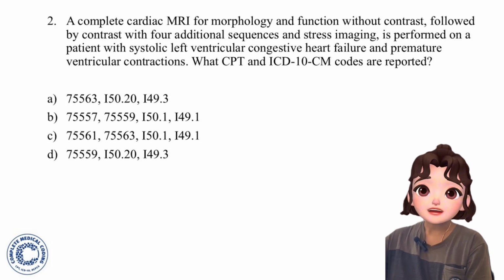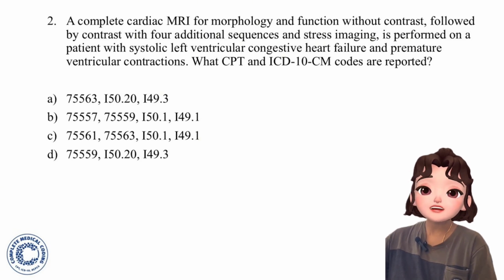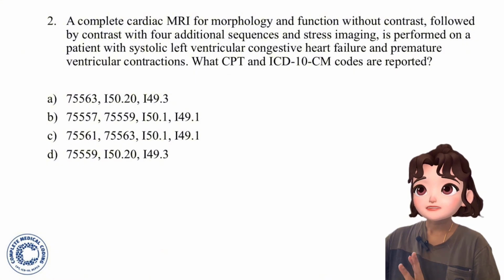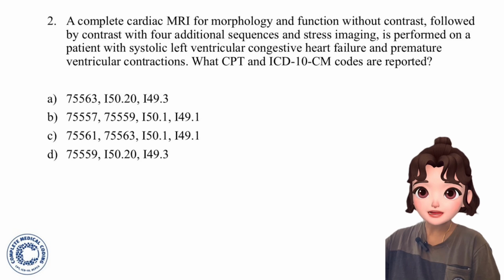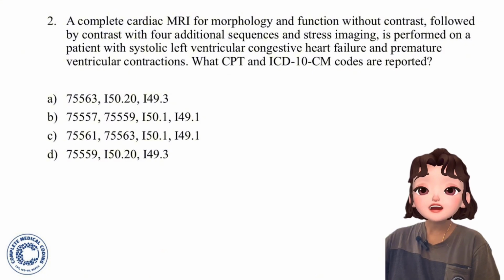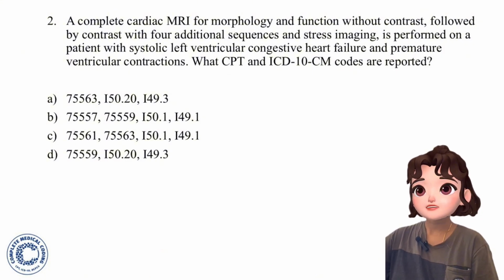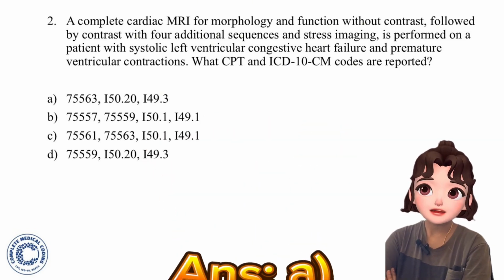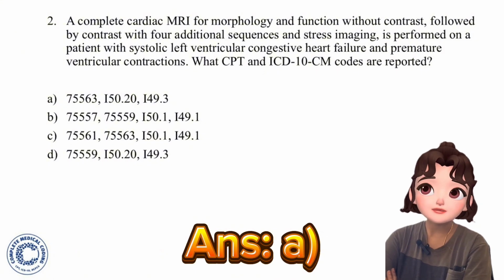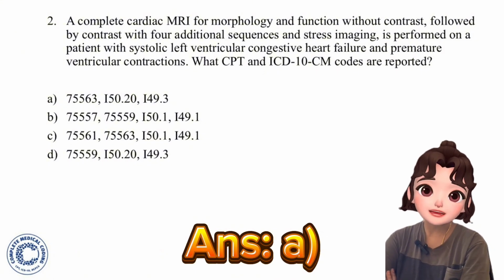Still, we will check the ICD codes also. We need two diagnoses: left ventricular congestive heart failure and premature ventricular contractions. What is I50.20? It represents unspecified systolic or congestive heart failure. That is right. And what is I49.3? Ventricular premature depolarization. Yes, ventricular premature contraction means depolarization. Both are correct. So the correct answer is option A, 75563 followed by I50.20 and I49.3. Option A is the correct answer.